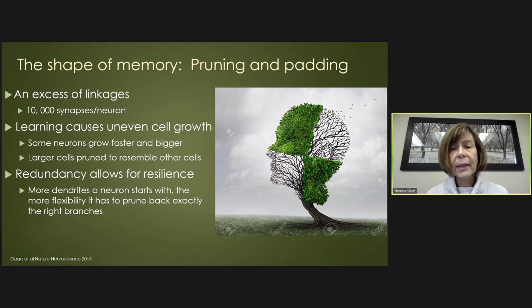This redundancy allows for resilience. The more dendrites a neuron starts with, the more flexibility it has to prune back exactly the right branches. So throughout life, we're looking at the balance between synapse growth and synapse destruction.